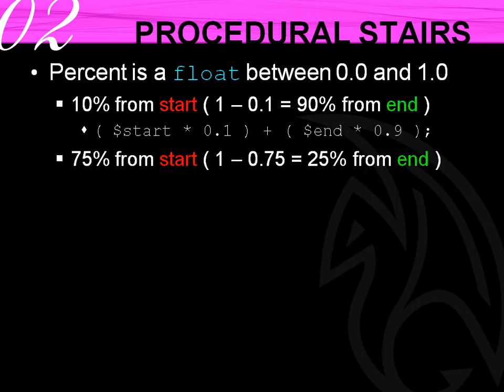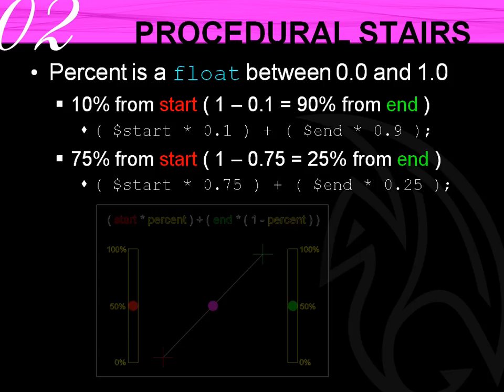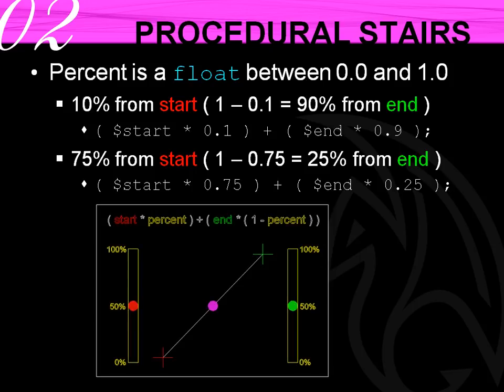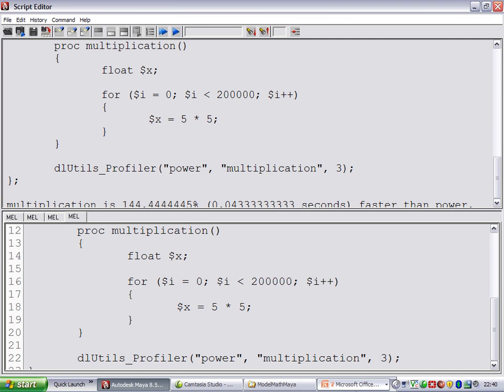Very simple. Again, for 75% from the start, we take 1 and subtract 0.75. That becomes 0.25, or 25% from the end. So this would be 75% towards the start and 25% towards the end, so more towards the start point. So we take the coordinates of start, multiply by 0.75, and then take the coordinates at the end and multiply by 0.25. So I'll show you a visual example here that'll make this a lot clearer to understand.